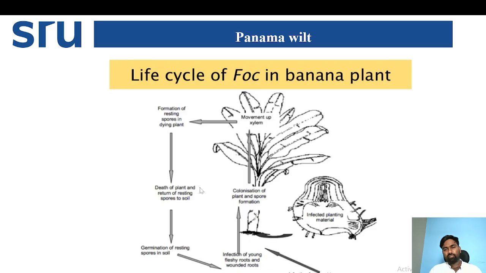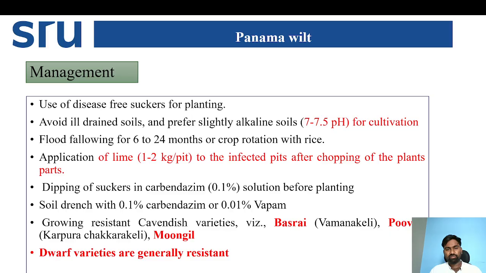Mainly this Fusarium will produce microconidia, macroconidia and chlamydospores. These chlamydospores are thick double-walled structures which are able to survive in the soil for 3 to 4 years. Then the micro and macroconidia will spread the disease. They will act as a secondary spreading agent.